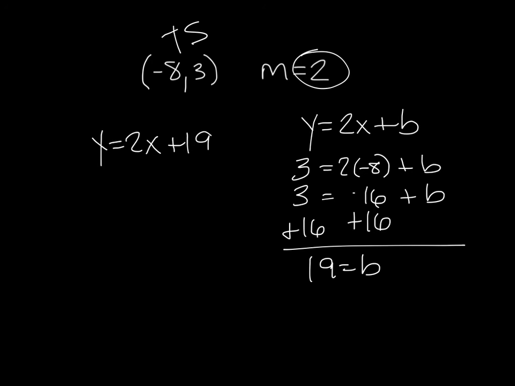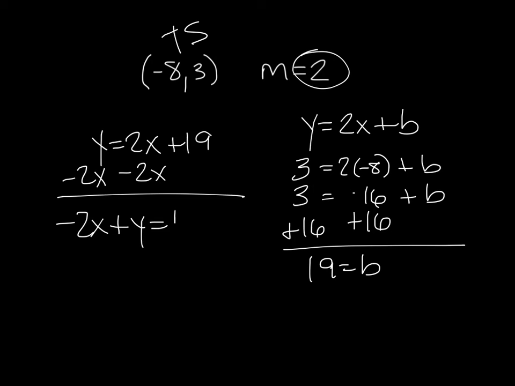So then what I'm going to do is I look and I see no fractions, so we're good there, and now I just got to get the x on the other side. So I'm going to subtract 2x to the other side. So now I have negative 2x plus the y equals 19, and now I'm in standard form. So just start with your slope-intercept form and then transform it over to standard form.